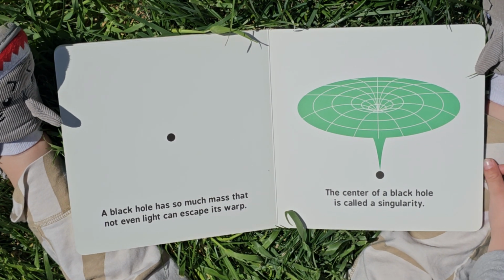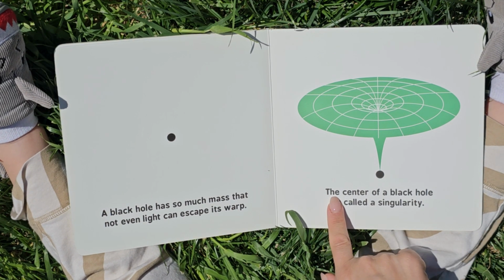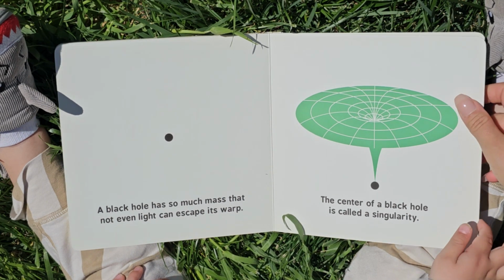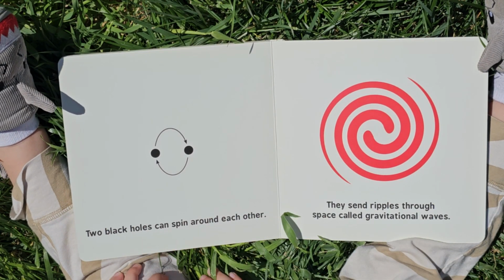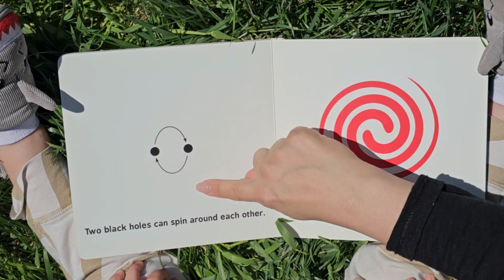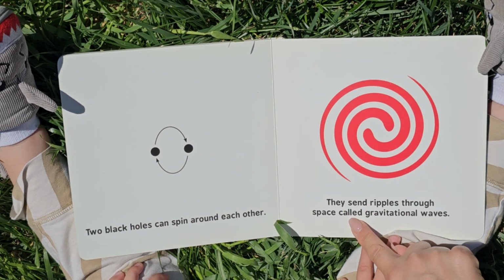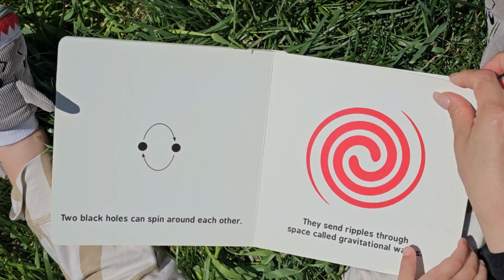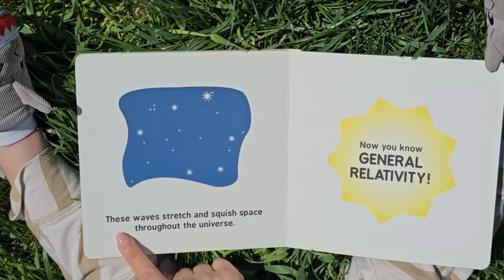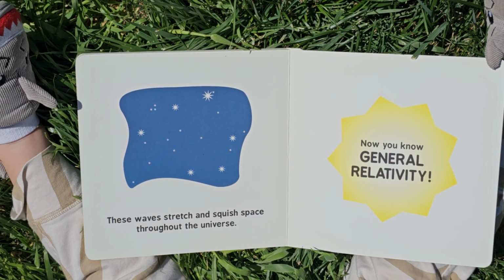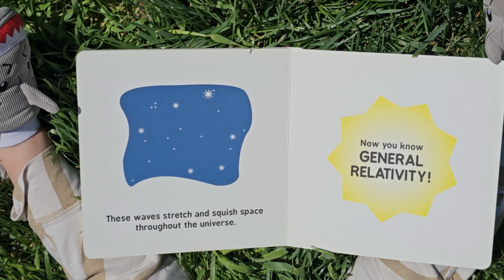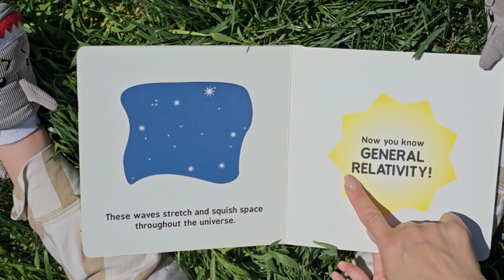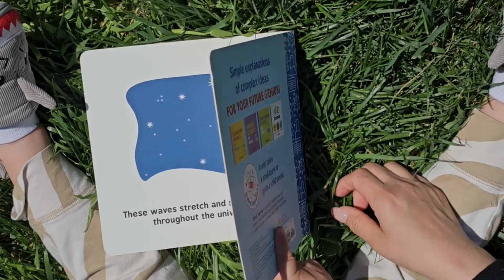I'm a black hole. I caught you. The center of a black hole is called a singularity. Can you say singularity? It's kind of a long word. Two black holes can spin around each other, and they send ripples through space called gravitational waves. See a spiral? These waves stretch and squish space throughout the universe. Now you know general relativity. Well, aren't we smart?